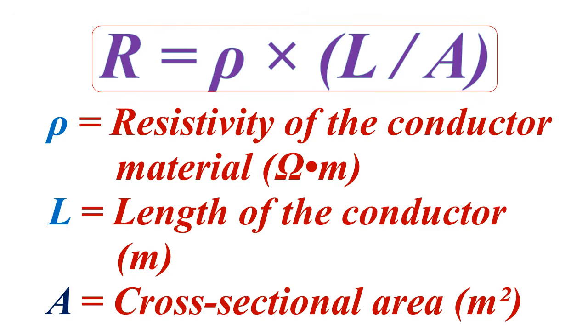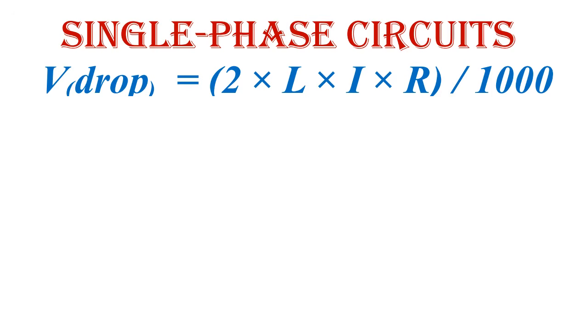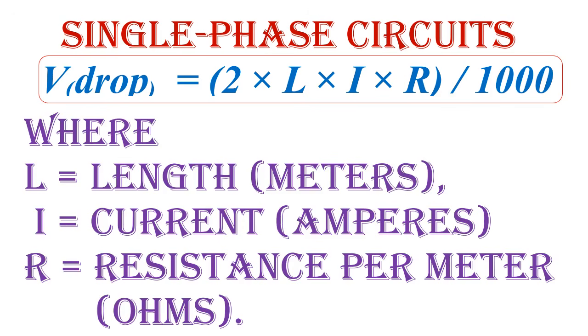where rho is the resistivity of the conductor material, measured in ohm meters, L is the length of the conductor, measured in meters, and A is the cross-sectional area, measured in square meters. For single-phase circuits, the simplified formula is VD, or voltage drop, equals 2 multiplied by L multiplied by I multiplied by R divided by 100, where L is the length in meters, I is the current, and R is the resistance per meter.